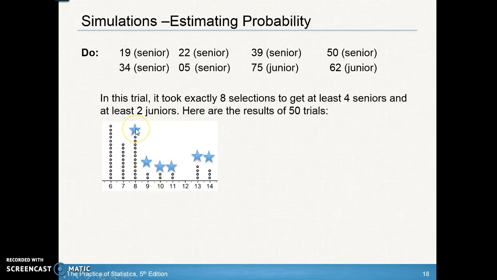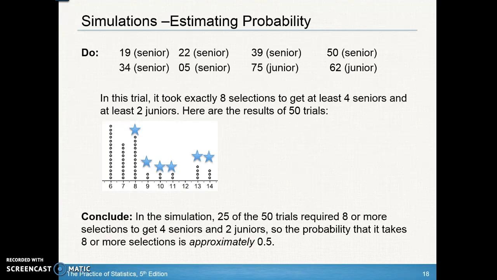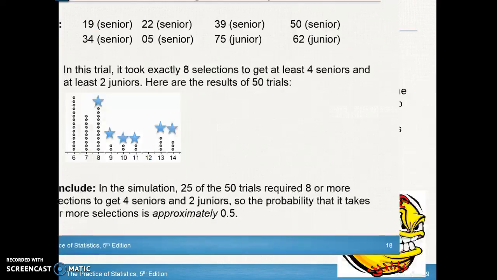Okay. So we want to know what's the probability that it took 8 or more to get exactly 4 seniors and 2 juniors. So if we were to count this up, 25 of the 50 trials, so physically I just counted these, 25 out of the 50 required 8 or more selections to get 4 seniors and 2 juniors. I can't say that correctly. All right, so the probability that it takes 8 or more is about 50%. So 50% it took less than 8 and 50% took 8 or more. So that was just using the simulation to estimate that probability.